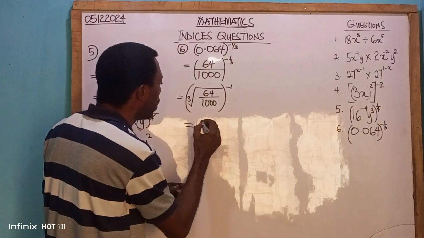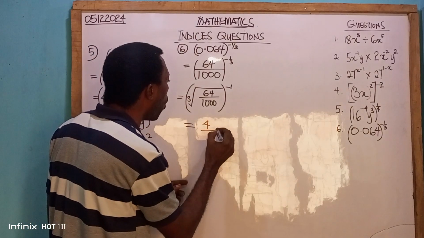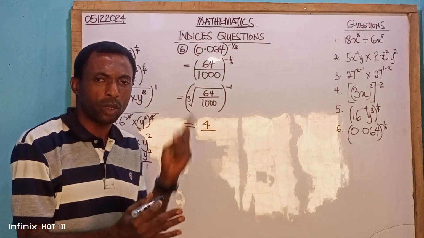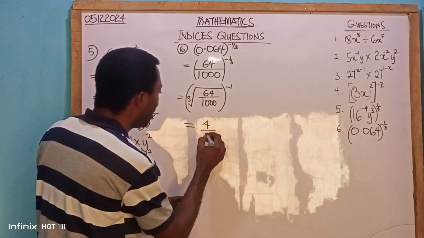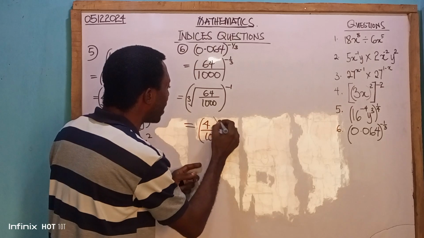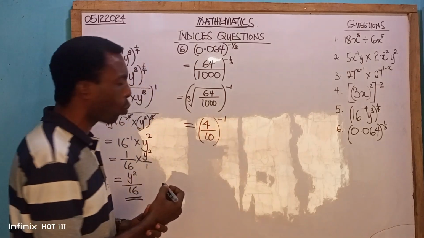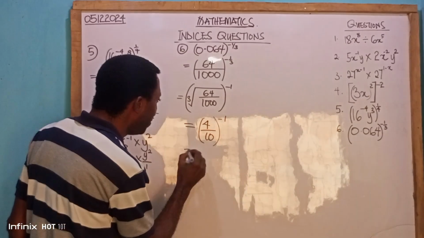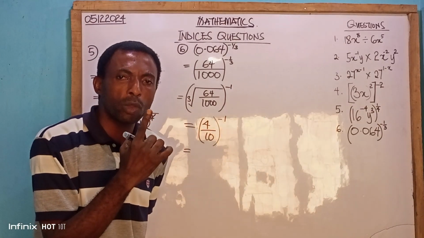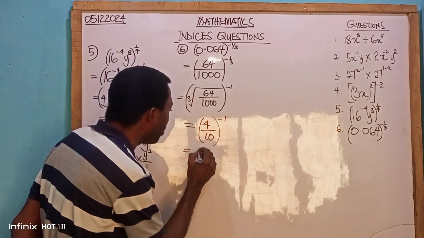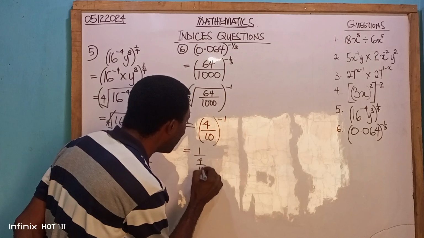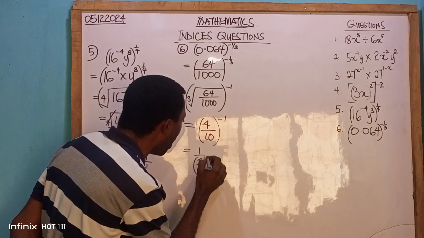Once I have that, that will give me 4 over. Then let's come to 1000. 10 times 10 is 100. 100 times 10 will give us 1000. That means we are having 10 here. So the next thing is we have 4 over 10 raised to power minus 1. For us to effect this, we know that once our power is negative, it's going to turn to a reciprocal. So that means we have 1 over 4 over 10. Don't forget that these two are together.